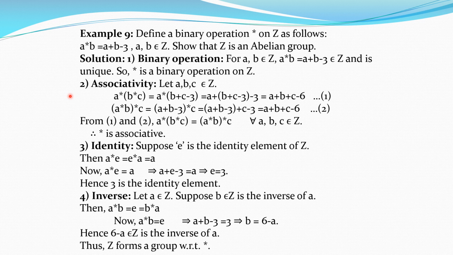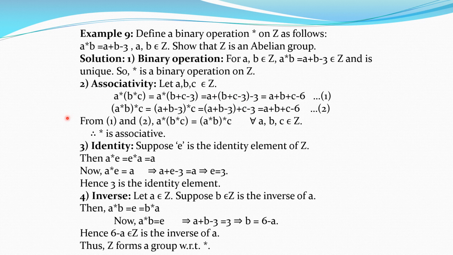Now, to prove associativity, we take three elements a, b, c from Z, and then we find LHS and RHS separately. Now, a star (b star c). Applying the definition of star for b and c in bracket, we get a star (b plus c minus 3). Now, again applying the definition of star, we get a as first element and consider b plus c minus 3 as b in the definition. So, a plus b plus c minus 3 minus 3. So, it is a plus b plus c minus 6.